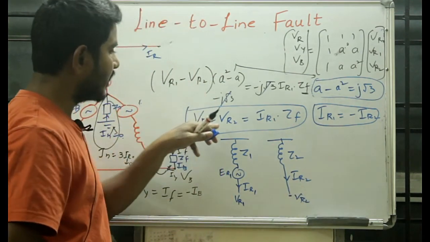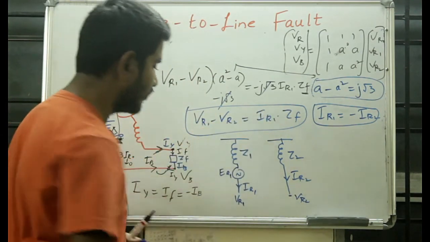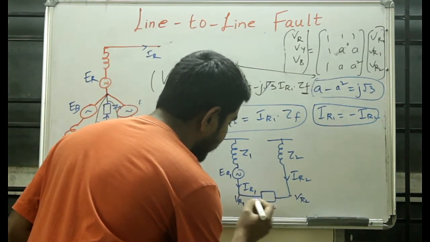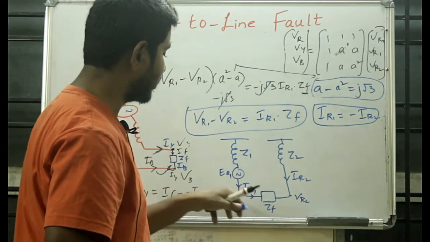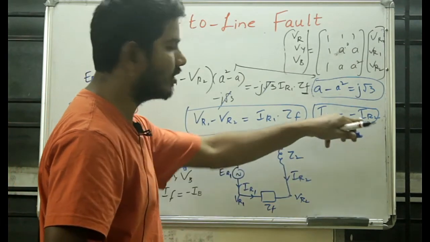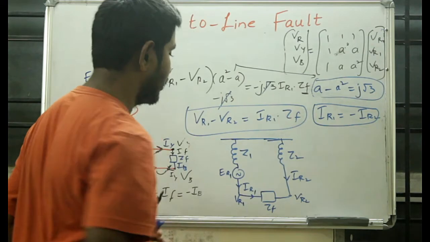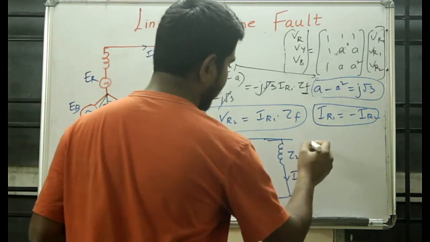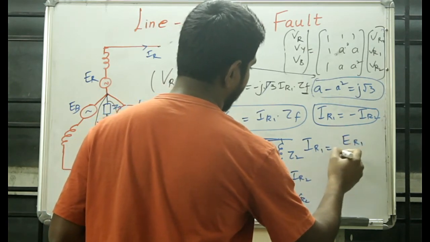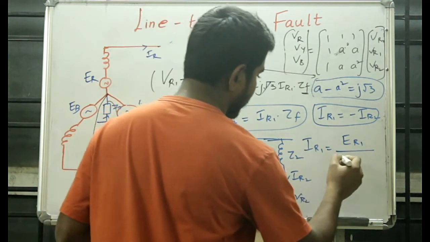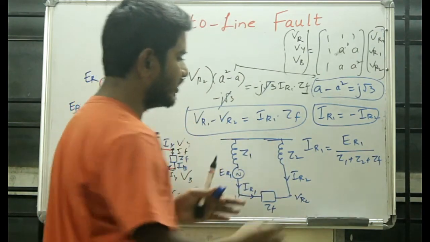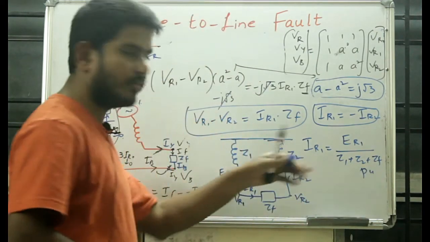Now VR1 minus VR2 is nothing but IR1 into ZF. So these two can be joined with the fault impedance ZF, so that VR1 minus VR2 is nothing but IR1 into ZF. So we have got this relation, and IR1 is equal to minus IR2. Now you can join these two circuits. From this circuit, IR1 will be equal to simply ER1 upon the impedances Z1 plus Z2 plus ZF. Please remember this is in per unit value.